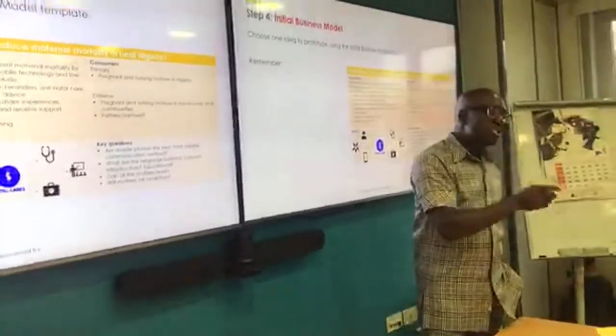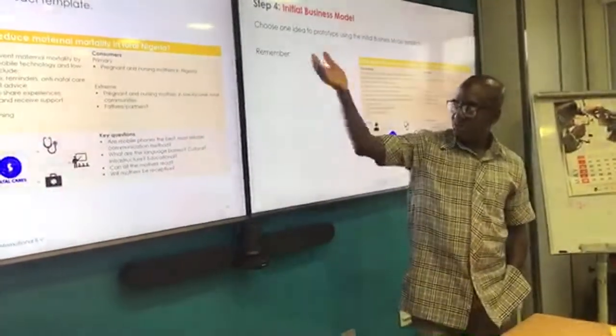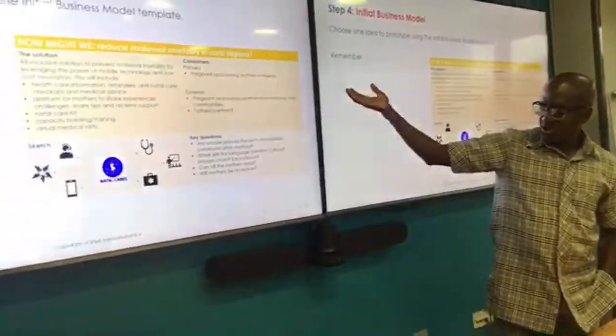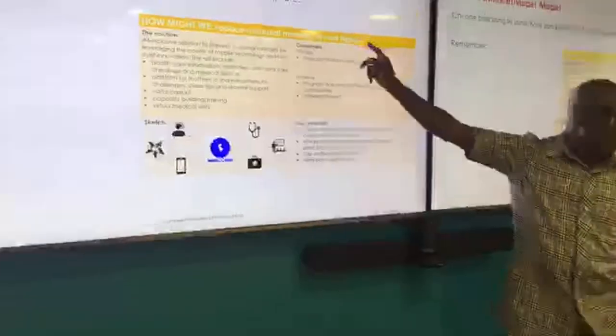So your initial business model should look something like this. You have the solution, you have the customers, you have the problem statement. There are some things that are not very clear. For example, for her, one of the key questions is: are mobile phones the best, most reliable communication method? That's one of the key questions she's still asking herself, which she has not fully resolved.